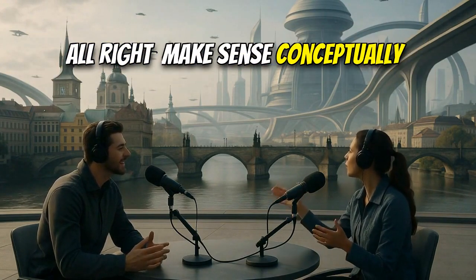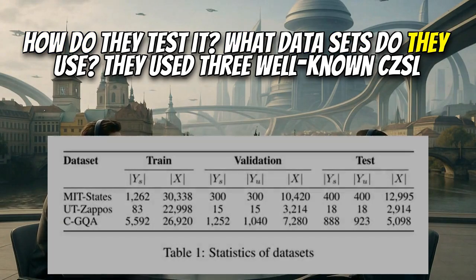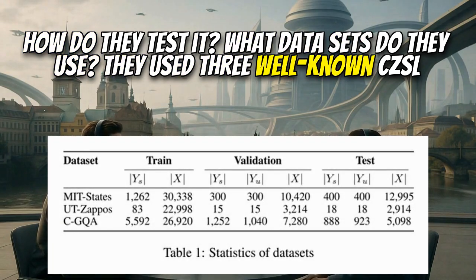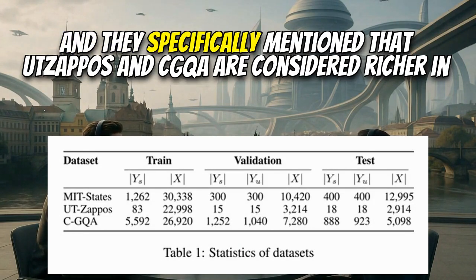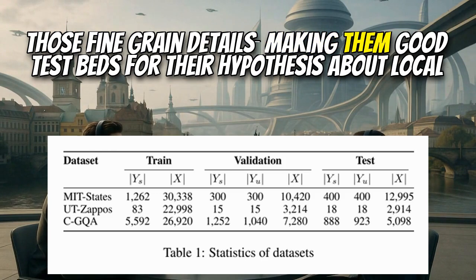Right, makes sense conceptually. How did they test it? What data sets did they use? They used 3 well-known CZSL benchmarks: MIT States, UT Zappos, and CGQA. And they specifically mentioned that UT Zappos and CGQA are considered richer in those fine-grained details, making them good test beds for their hypothesis about local features.